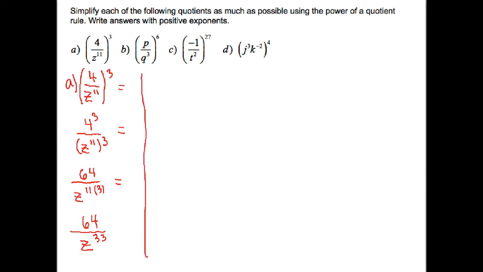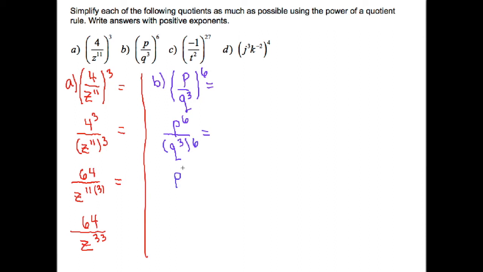For part B, we're going to take a look at p divided by q to the third, and that whole quotient is raised to the sixth. So much as I did a moment ago, I'll take my numerator, p, raise it to the sixth, and my denominator, q, which is cubed, and raise it to the sixth.